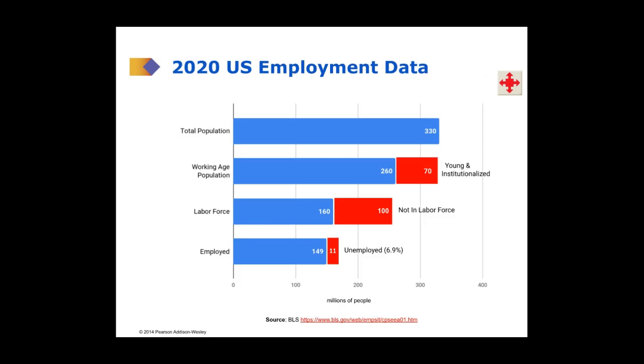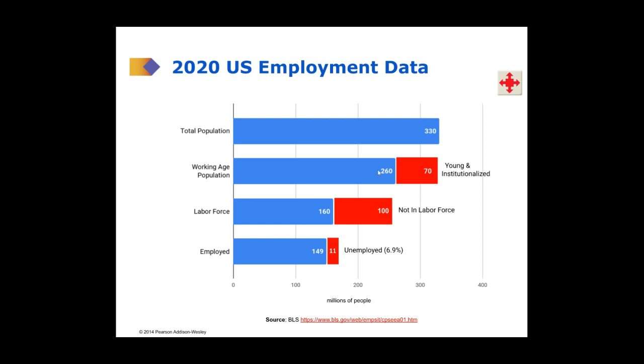calculations. We take the population today in the country. We have a total population of 330 million. 260 million of those are in the working age population. They're above 16, they're not institutionalized. 70 million are below 16 and institutionalized. So the working age population is 260.